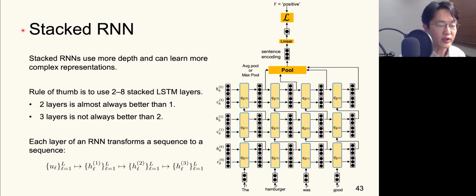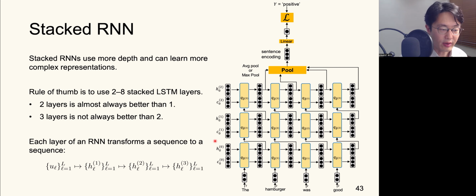A consistent observation in deep learning is that deep neural networks outperform shallow neural networks. Now, arguably, RNNs already have an element of depth, depth along the sequence direction, but we can stack RNNs along the depth direction, and that will allow RNNs to learn more complex representations.